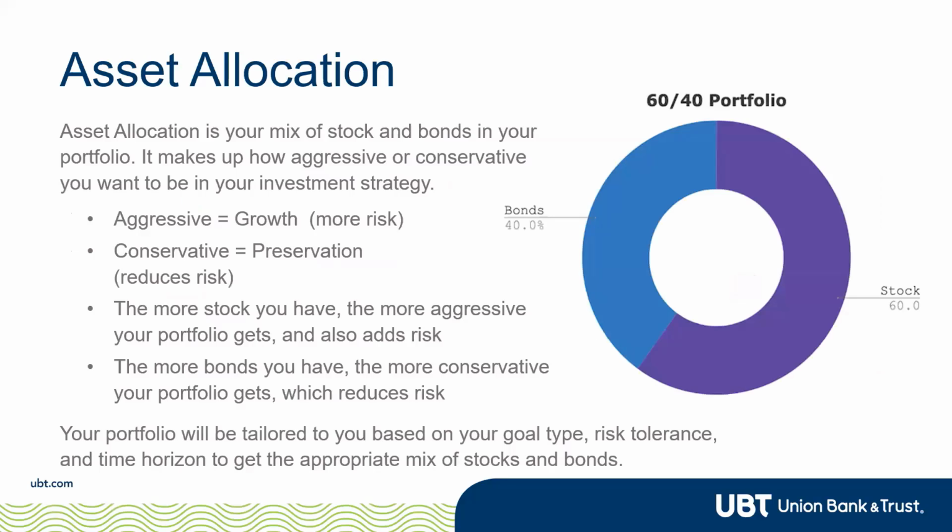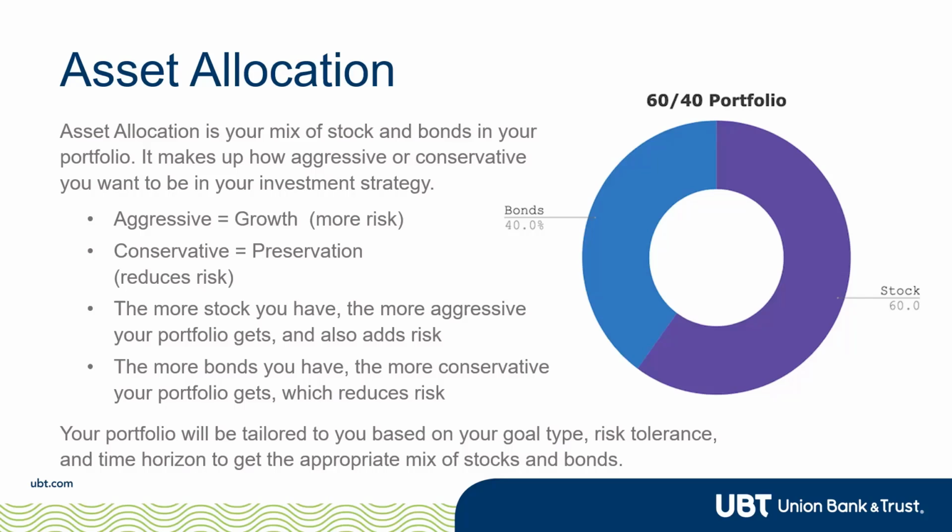Before we dive into the individual goals, I want to go over a couple of technical terms I'll use throughout the rest of the video. That is asset allocation and glide paths. Asset allocation is a mix of stocks and bonds in your portfolio. All investments involve some sort of risk. When it comes to asset allocation, risk and reward are intertwined with each other.